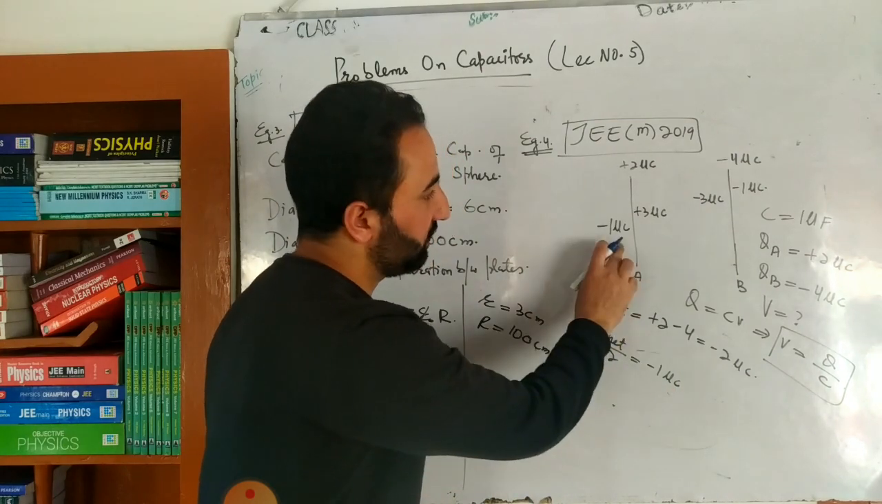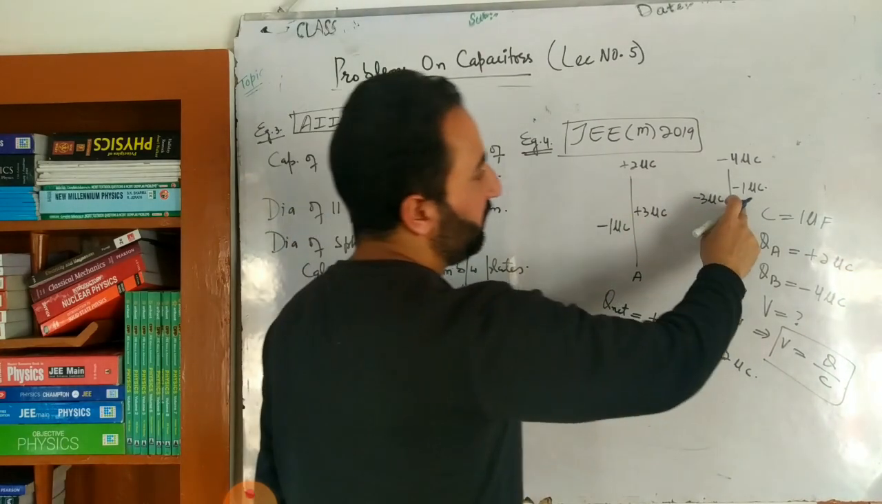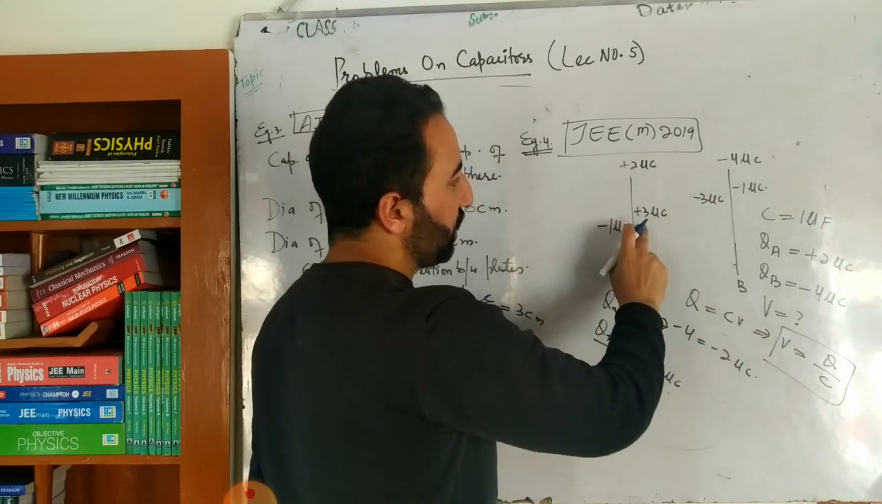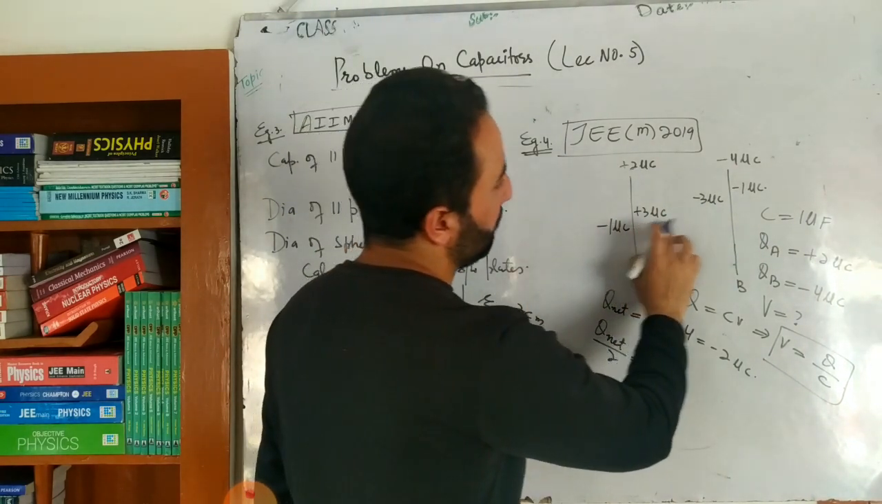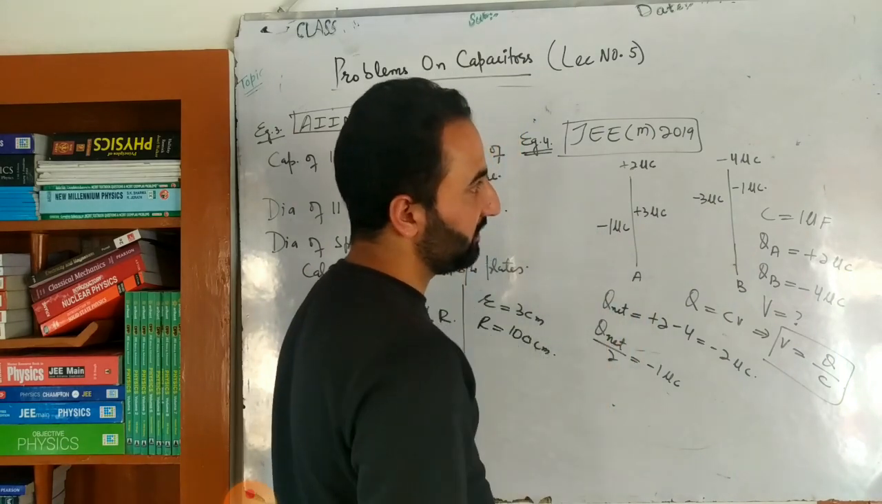Equal to minus 1, so here the charge will be minus 1 and here also minus 1, okay? Now the charge here must be plus 3, so that plus 3 minus 1 is equal to plus 2, and the charge on the faces facing each other, that's minus 3 microcoulomb.